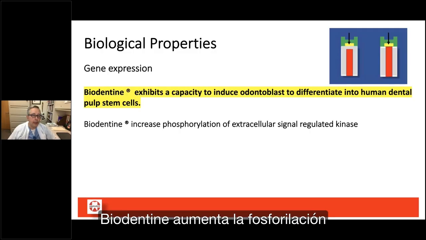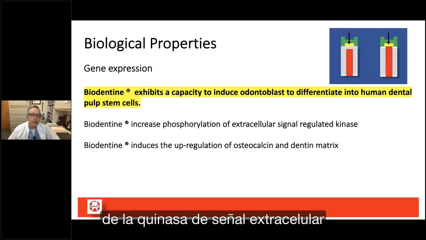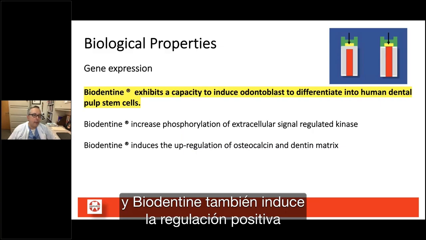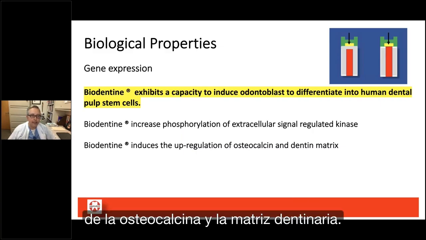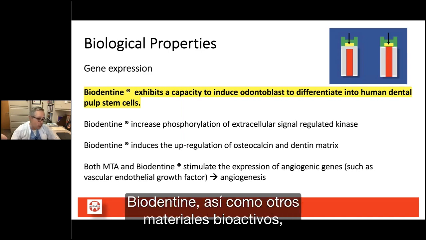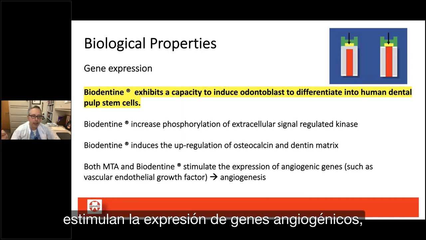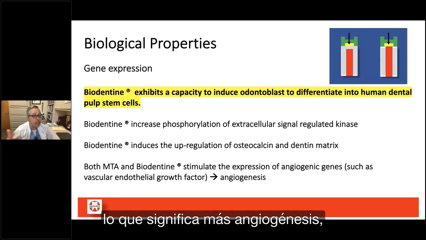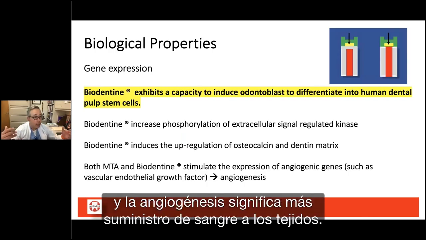Biodentine increases the phosphorylation of extracellular signal kinase, and also Biodentine induces the upregulation of osteocalcin and the dentin matrix. And at the end of the day, Biodentine, as well as other bioactive materials, stimulates the expression of angiogenic genes, which means more angiogenesis, and angiogenesis means more blood supply to the tissues.